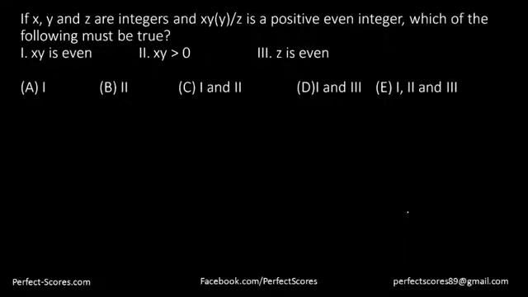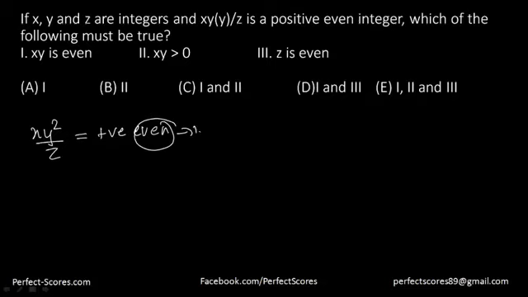Okay. All right. Now let's go ahead and do this question. I would recommend you to go ahead and pause it, try it out for yourself. Now this question over here says that if x, y and z are integers, right, and x into y square upon z is a positive even number, right? It's a positive even integer. Understand this one thing.